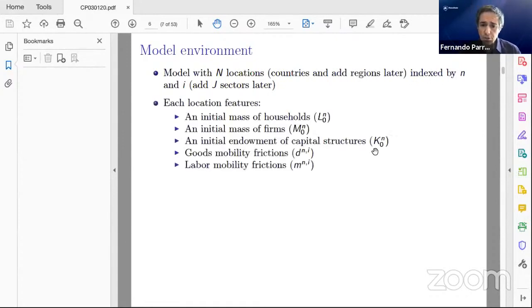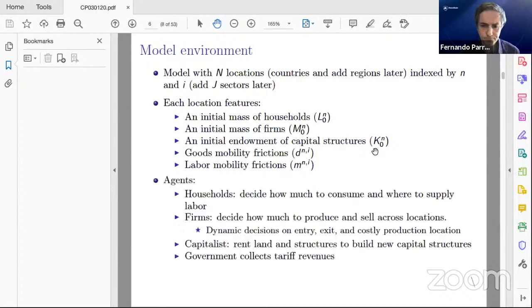So each location is going to feature an initial mass of households, L, an initial mass of firms, M, and an initial endowment of capital structure, K. Moving goods within the United States is going to be subject to trade cost, and moving goods across countries is going to be subject to both trade cost and tariff. And also moving labor within the United States is going to be subject to mobility frictions.